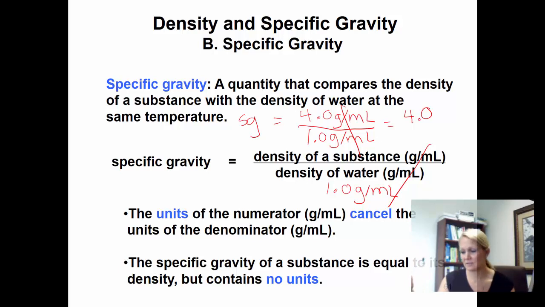Now, if you're given a different number because the temperature is different, then you would plug in that number for the density of water. The big difference here is it has no units, and all the numbers we've been reporting have had units when we measure, so that is a big difference for us.